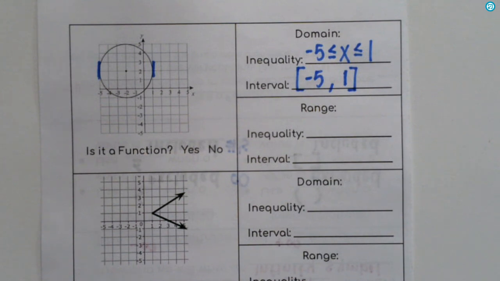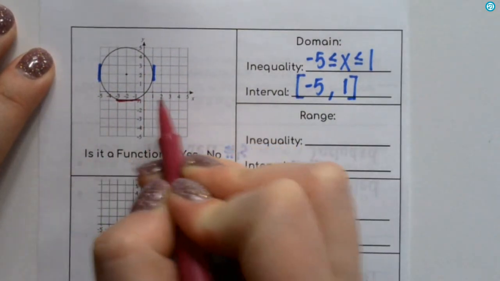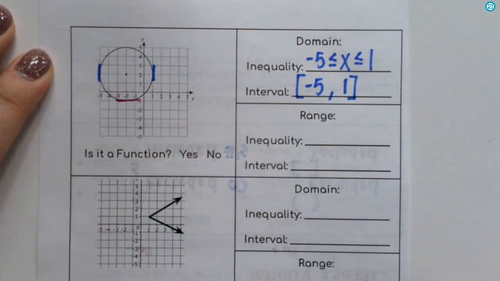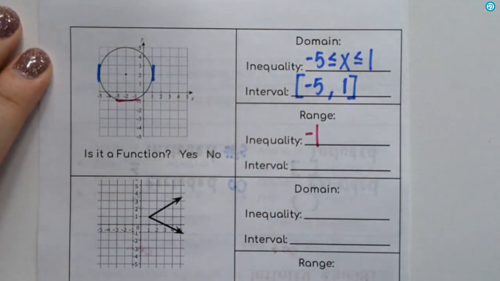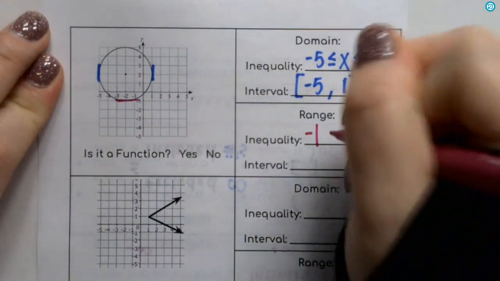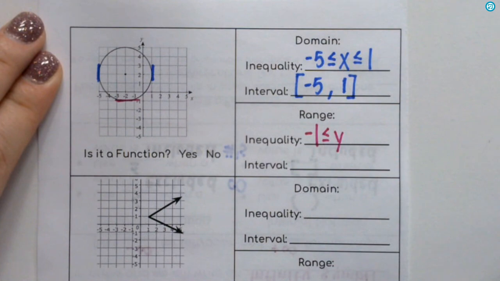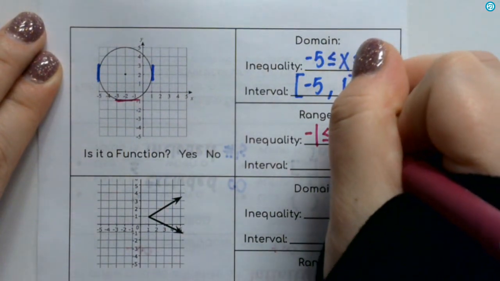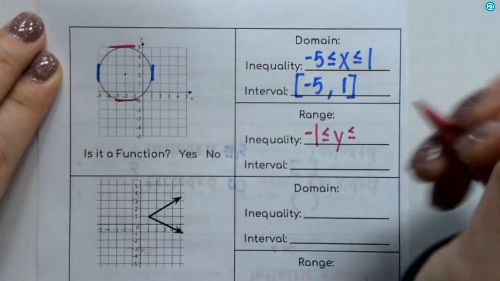And then for our range, we're going to do the same thing, but instead of going left to right, we're going from bottom to top. So our range, our lowest value is right here. So we're looking at our lowest y value, which is -1. That is less than or equal to y, which is less than or equal to our highest y value, which is 5.